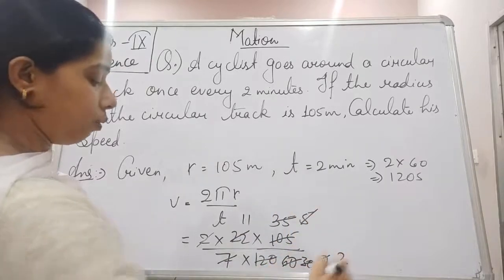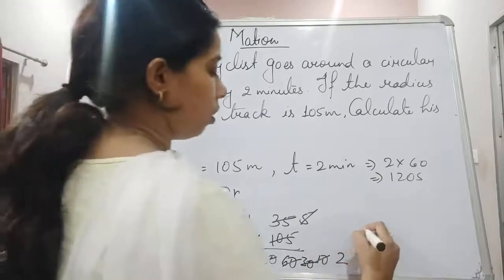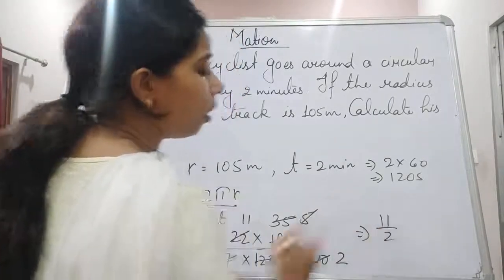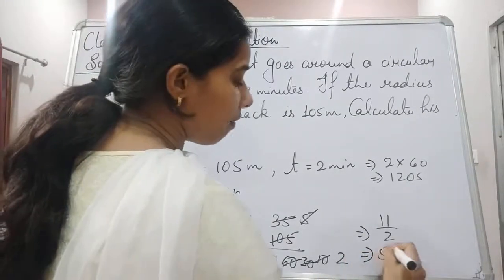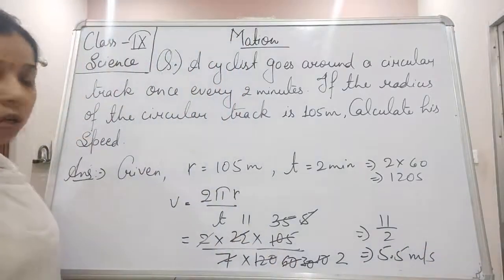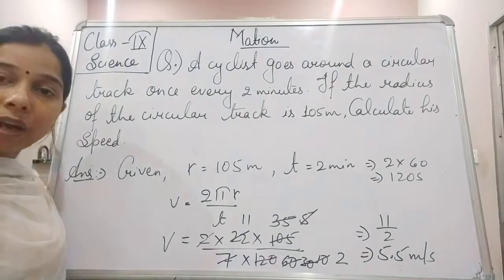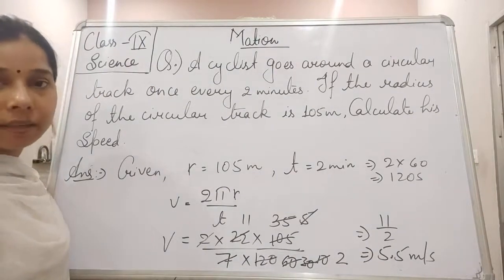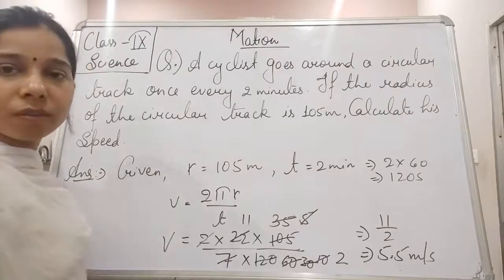5, this is equal to 2. Now the answer will be 11 upon 2. This will be equal to 11 upon 2. Now when you divide it, you will get 5.5 meter per second. So the value of the speed will be equal to 5.5 meter per second. That is the value for a uniform circular motion.